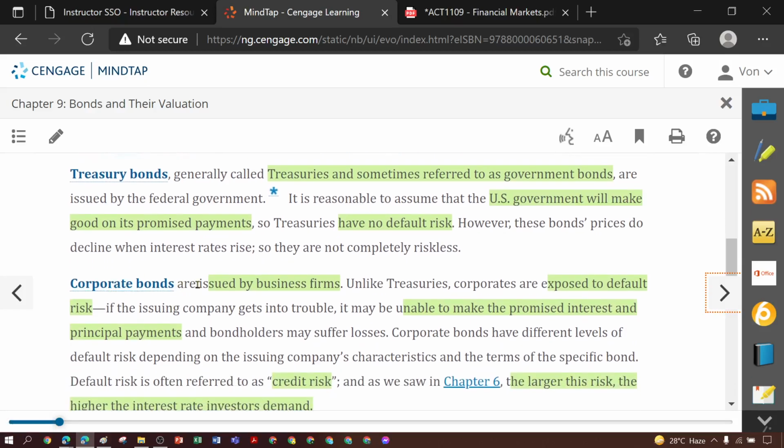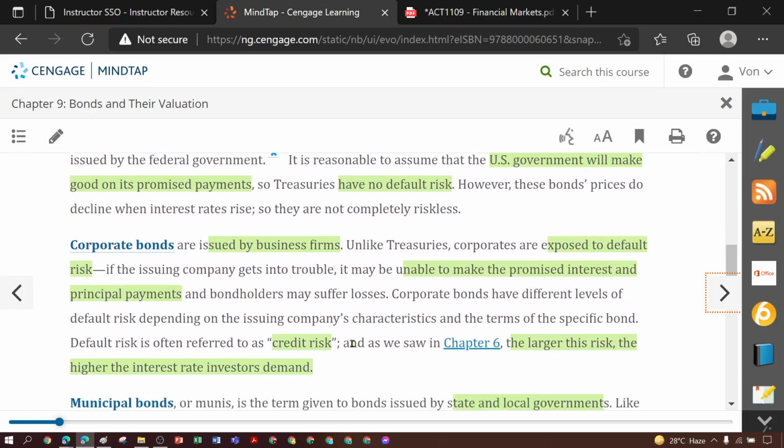Next natin, corporate bonds are issued by business firms. Unlike treasuries, corporates are exposed to default risk. If the issuing company gets into trouble, it may be unable to make the promised interest and the principal payments, and bondholders may suffer losses. Okay. Ayan. So, itong corporate bonds daw may default risk.